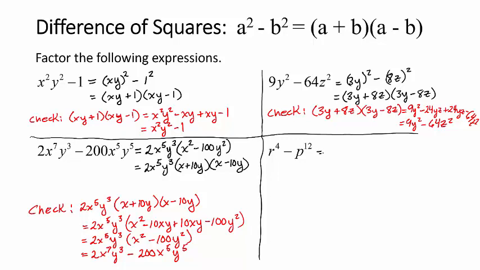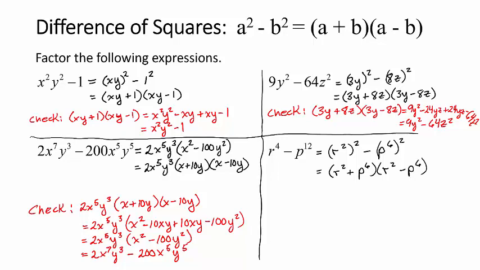So with r to the fourth, that's the same thing as r squared squared, right? Power to a power you multiply. And with p to the 12th, we can write that as p to the sixth quantity squared, right? Again, power to a power you multiply. 6 times 2 is 12. So we really do have the difference of squares here, okay? So thinking about that, we would have r squared plus p to the sixth times r squared minus p to the sixth.